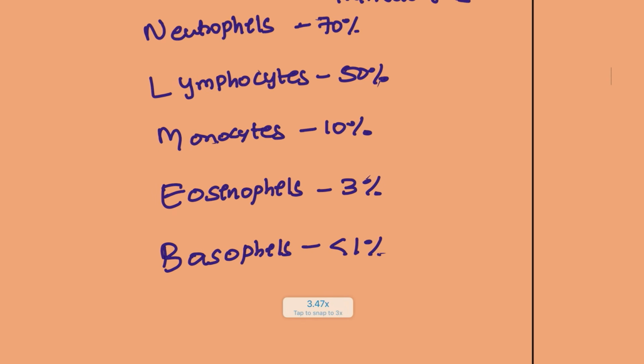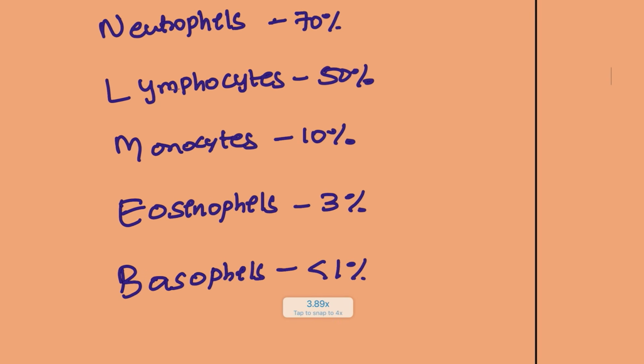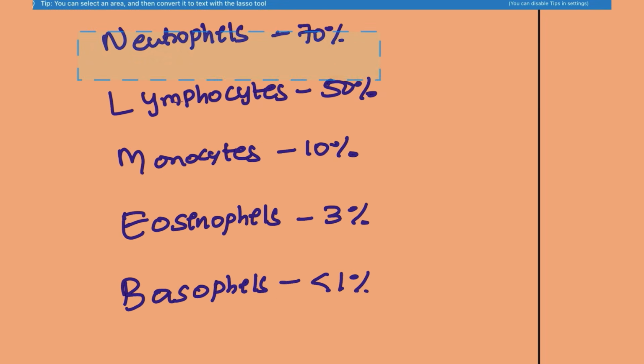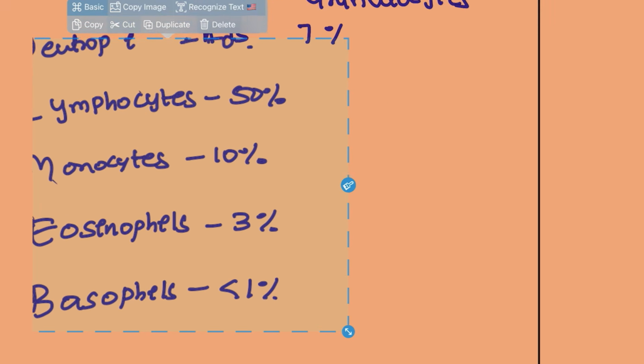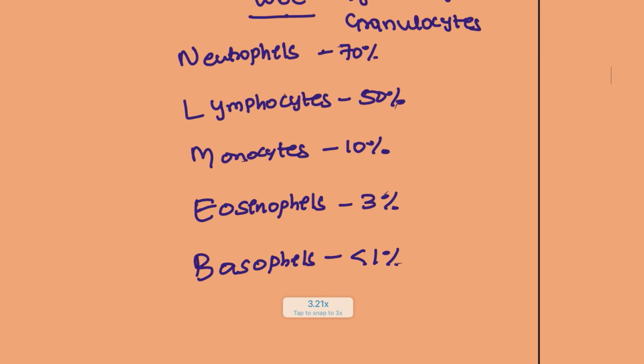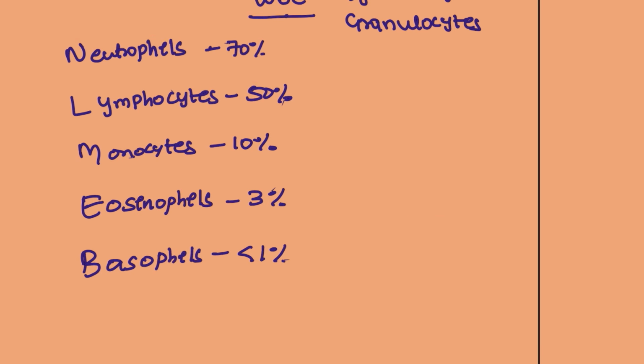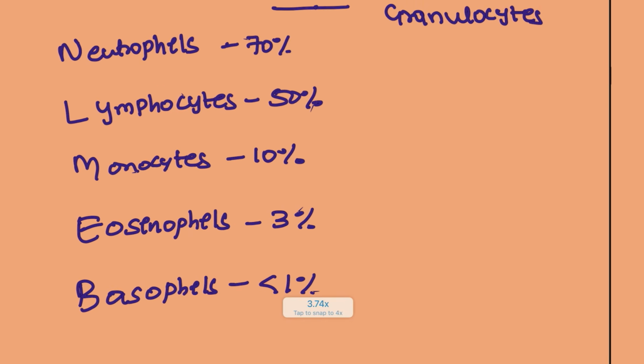And in which conditions are these elevated? That is also a question asked previously. Okay, so in which conditions are these elevated? Let's see in which conditions these are elevated.